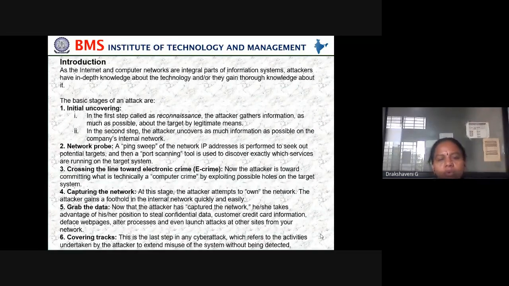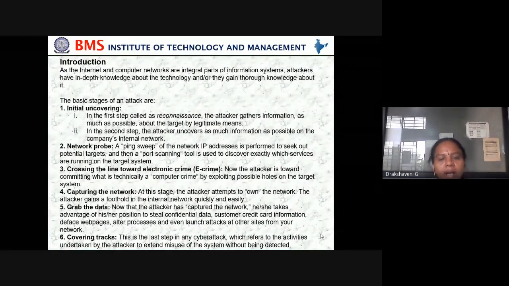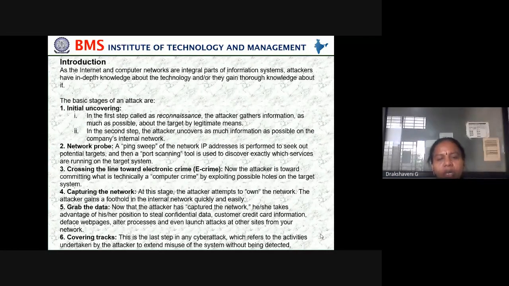Grab the data. Now that the attacker has captured the network, he or she takes advantage of his or her position to steal confidential data, customer credit card information, deface web pages, alter processes, and even launch attacks at other sites from your network. Then covering tracks, the last step in any cyber attack, refers to the activities undertaken by the attacker to extend misuse of the system without being detected.